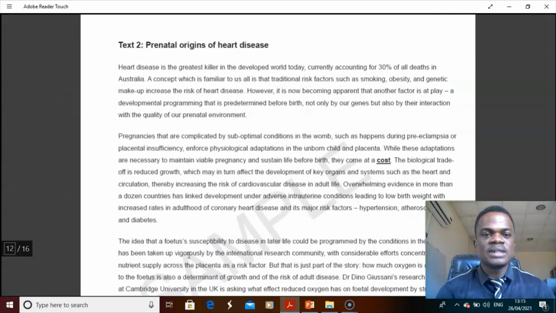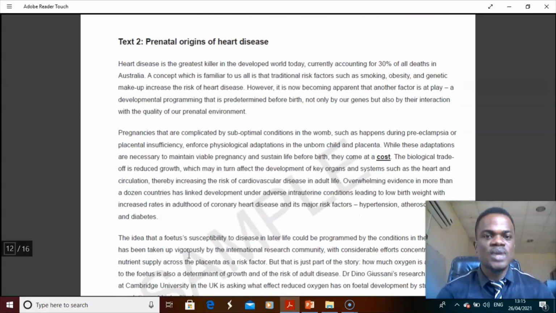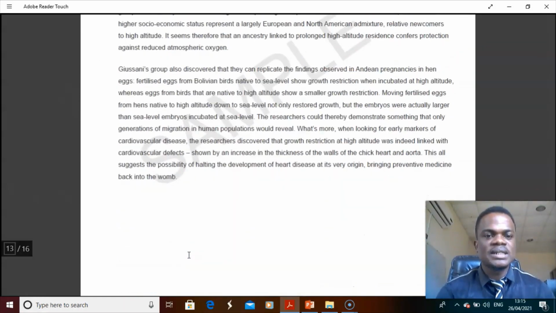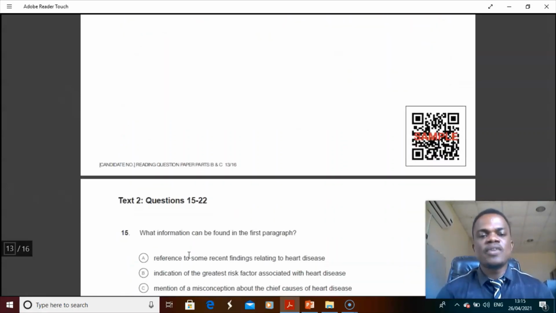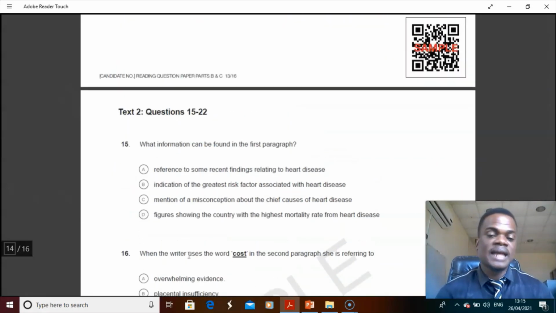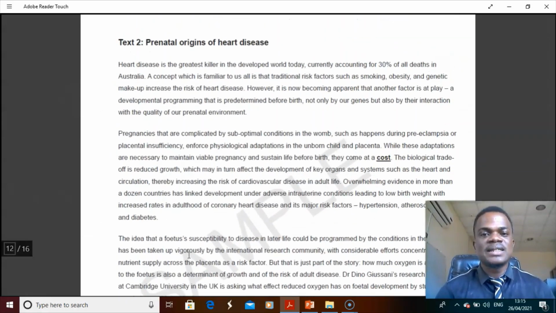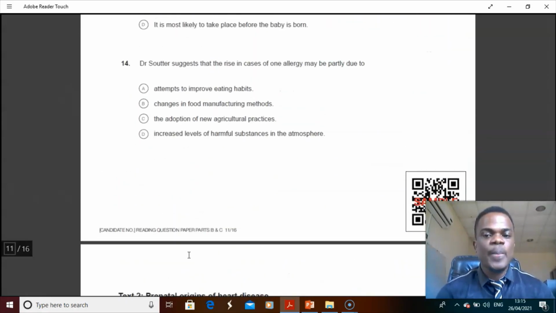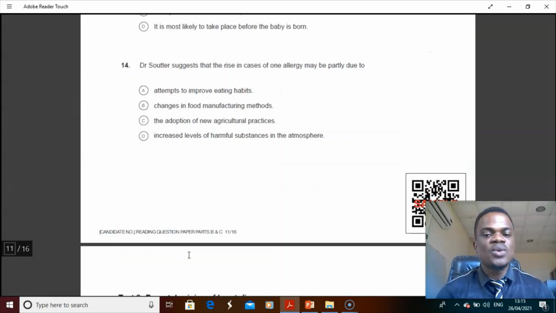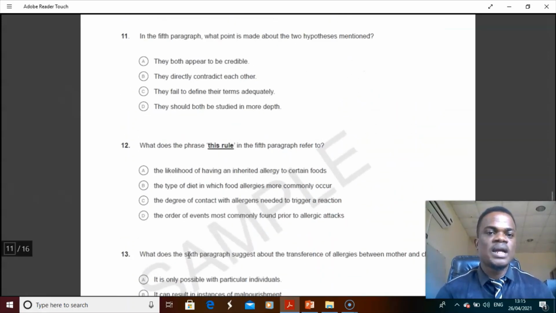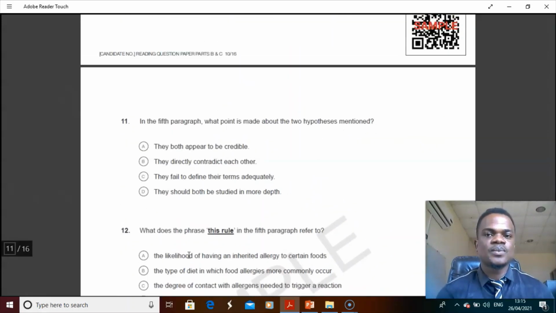The second text too, you have 1, 2, 3, 4, 5, 6, 7 paragraphs. So you can see for part C, you have a long text to read. For part B, you have short texts, with just a question for each text.